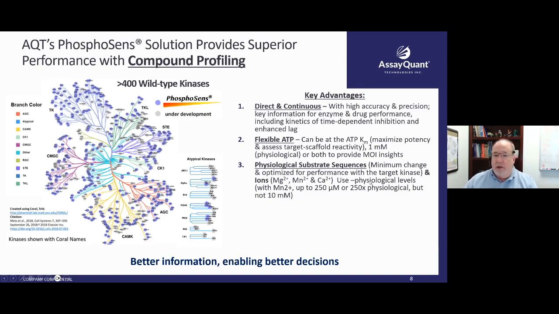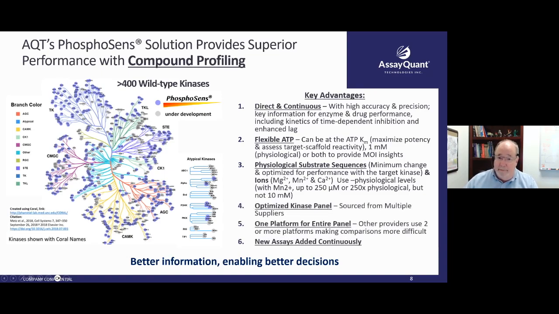And we use physiological levels of our ions, and everything's optimized for each individual target kinase independently. So our kinase panel, each kinase is optimized independently, and we check multiple sources of kinases from different vendors to really make sure we're looking at the best one for our purposes. There's just this profile, this platform, this technology that we do for the entire panel.